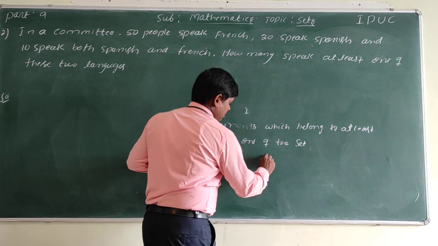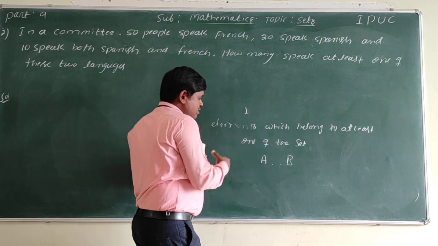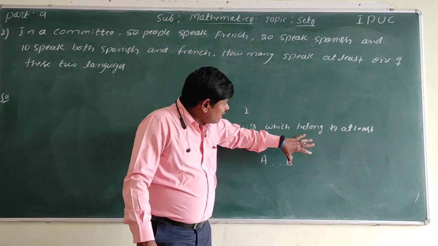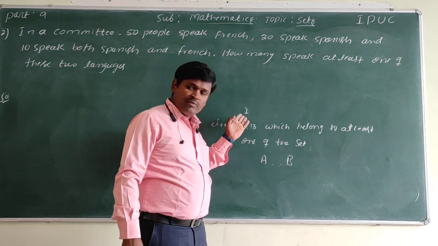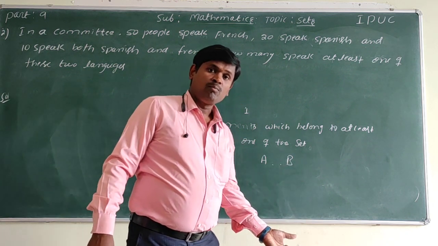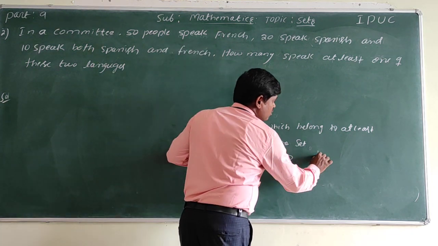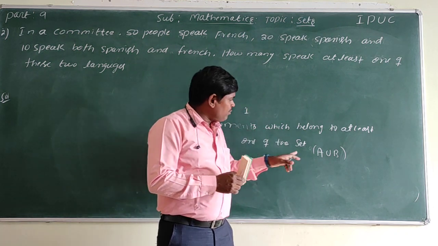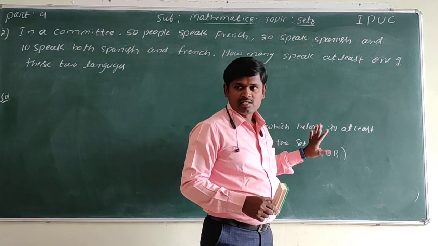Suppose we have two sets, A and B. The element may belong to set A or may belong to set B. That means at least any one of the sets. Either the element belongs to set A, or it belongs to set B, or it belongs to both. Okay, so mathematically that is A union B. A union B is the elements which belong to at least any one of the sets.